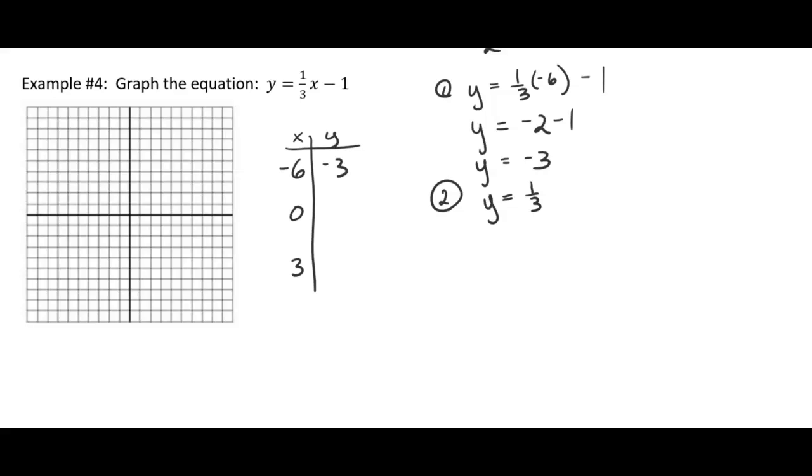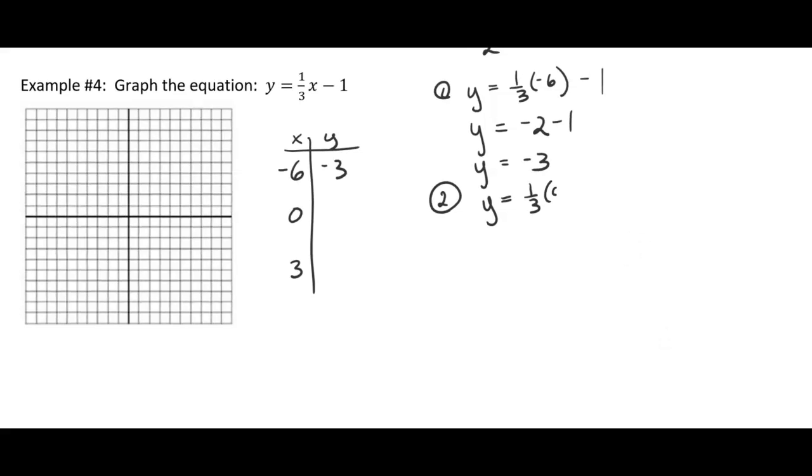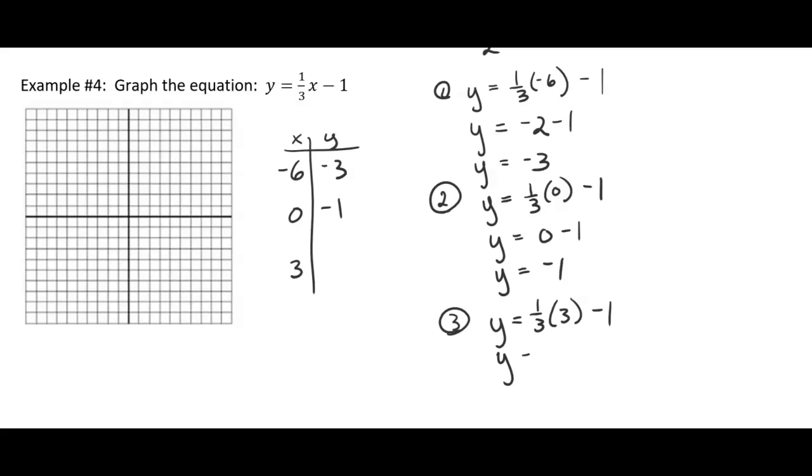Now we're going to do our second point, so we're going to plug in 0 for x. 0 is great because 0 times whatever is just 0, so we get -1. And then finally for our third point, we're going to plug in 3 for x. So we get y equals 1 minus 1, or y equals 0. Now I know I went through those calculations kind of quick. You can rewind the video if you need to and look at that more closely. Okay, so when x is 3, y is 0.